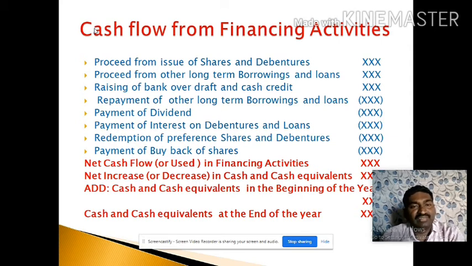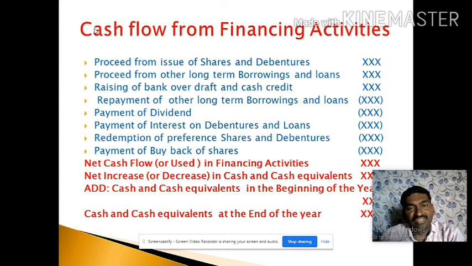So far we have discussed the concept of cash flow statements. What is the meaning of cash flow statements? What is the meaning of cash flows? What is the meaning of cash? What are the cash inflows and cash outflows?